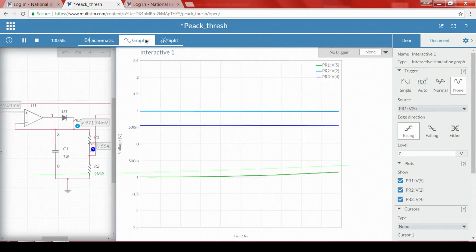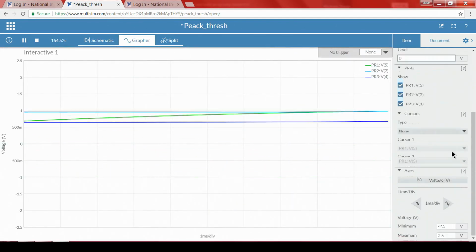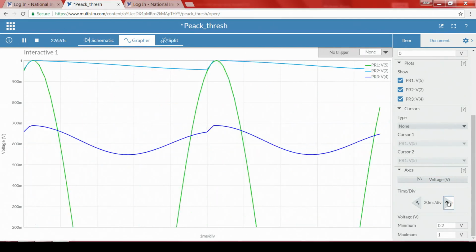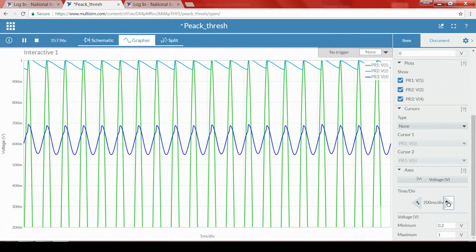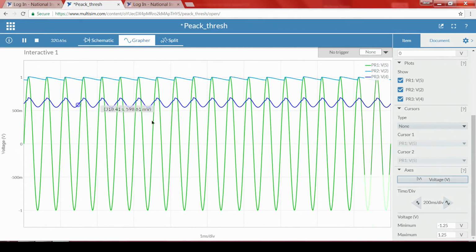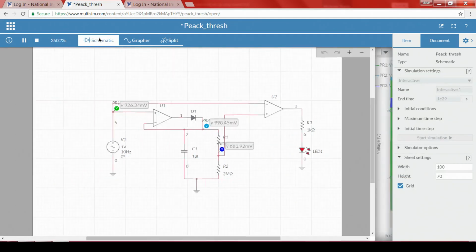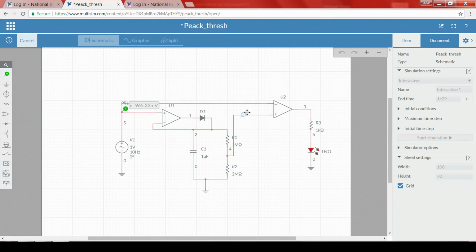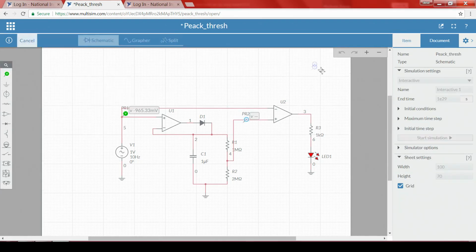Okay, go to grapher, and here let me increase the time division just to understand. What is happening here, that we have to understand. Now, we have not connected a voltage source here. So, let me remove everything. I will take one more voltage source and connect it at this point. I will take one more voltage source and connect it at this point.